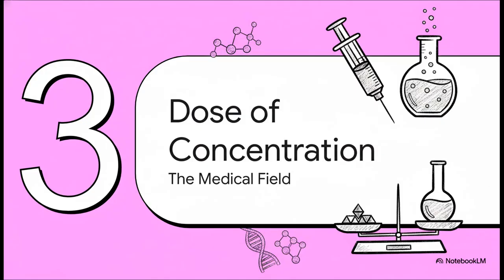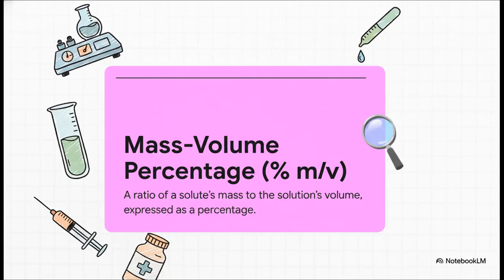All right, let's shift gears a little bit. In some fields, especially in medicine and biochemistry, convenience is absolutely king. And that has led to this really popular mixed unit of concentration that combines both mass and volume. And that brings us to mass volume percentage. So instead of comparing mass to mass or volume to volume, this unit compares the mass of the solute in grams to the volume of the solution in milliliters.